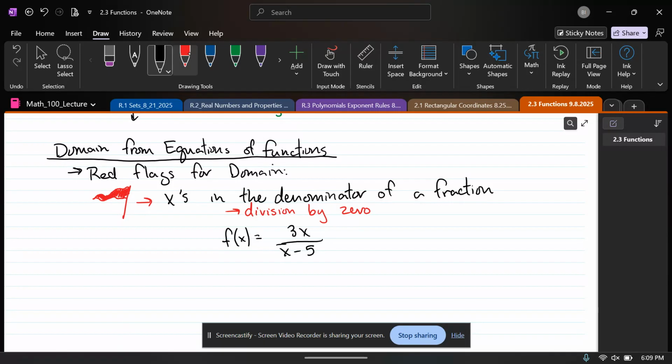The next red flag. That's a pretty crappy red flag. Oh, that's so much better. Color it. There we go. Red flag. Red flag number 2. It's the only other red flag: x's on the inside of a square root.